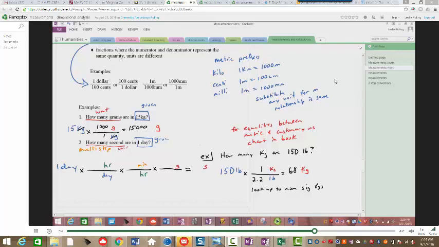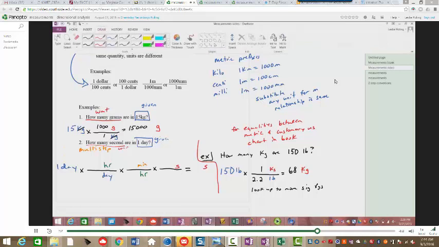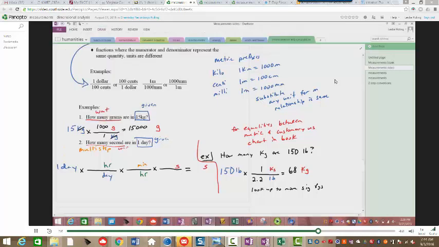We want seconds for our answer. So if we put seconds on top of that last fraction, we can put minutes in the bottom because now we know these relationships. So in 1 day we have 24 hours, in 1 hour we have 60 minutes, in 1 minute we have 60 seconds. So we do the math and we have 24 times 60 times 60, which gives us 86400 seconds.